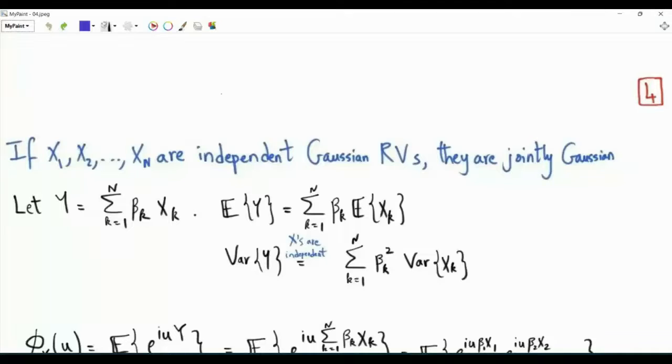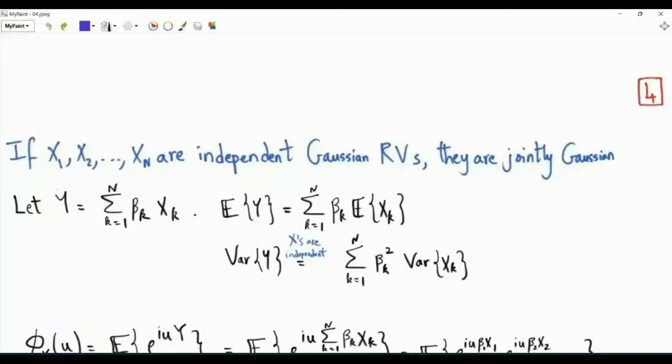But the converse is not generally true, which means that if we know that we have random variables that are Gaussian, perhaps they are not jointly Gaussian, because maybe there is a particular weighted sum of those guys that is not a Gaussian random variable. Okay, so this is very important.